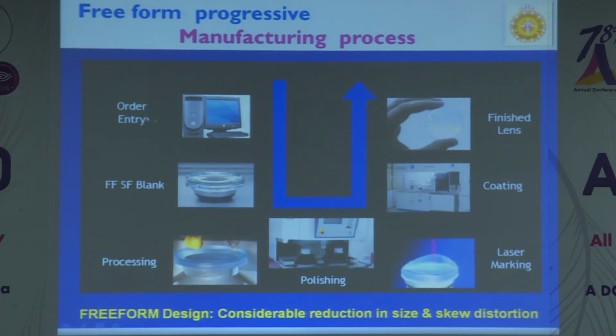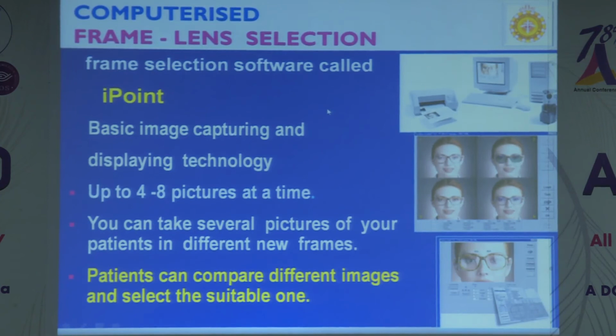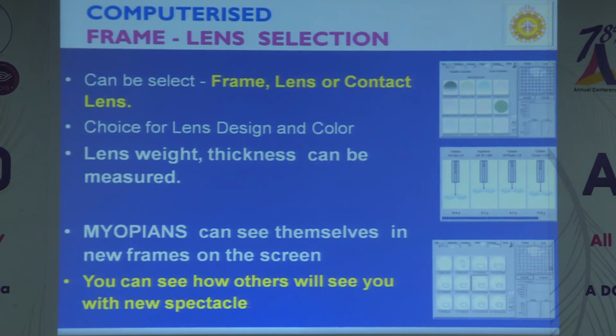They will take the blank, give the power, do the processing, then polishing, marking, coating, everything will be done, and the finished lens will come by courier. So everything you can order by computer. And once you select the lens, you have to select the frame also. There's iPoint software that comes with the computer. You can have multiple frames on your face. You can take photos, upload them, and send them to your wife or someone through email or WhatsApp. You can select the frame and you can select the contact lens. Everything can be selected with the help of computer and software.